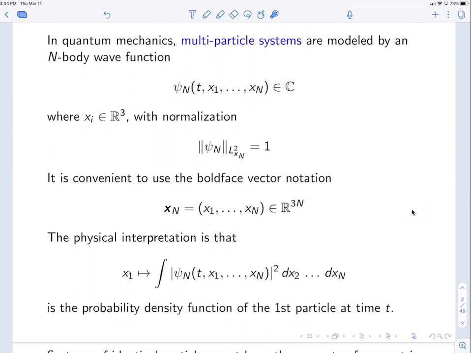And it is, in the course of the talk, convenient to use a boldface vector notation in which boldface x sub n denotes the n-tuple x1 through xn, and so itself is an element of R3n. All right, the physical interpretation of an n-body wave function is that the mapping taking, say, x1 into the density squared integrated out in the remaining particles, x2 through xn, is the probability density function for the first particle and analogously for the other particles in the system.